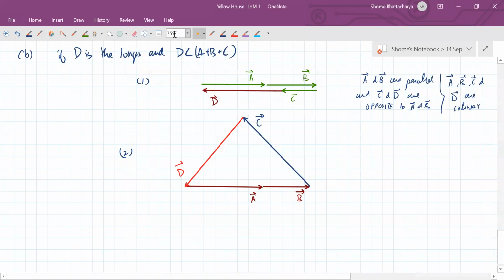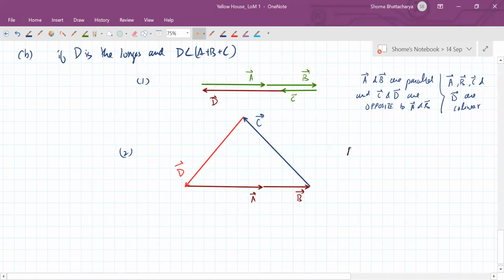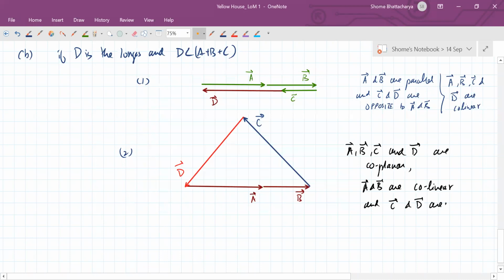ऐसा भी तो हो सकता है. So in this case, what we can say in general we can say that, okay, ऐसा हो सकता है. Okay. Or it can even be something like this. So there are infinite such possibilities.